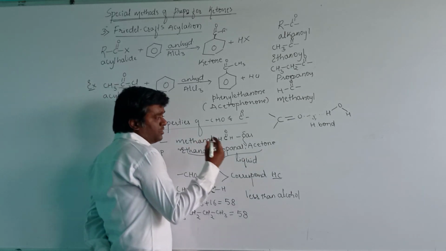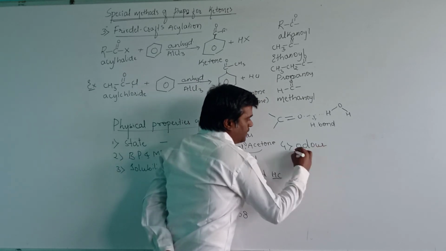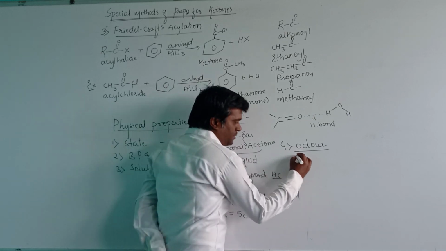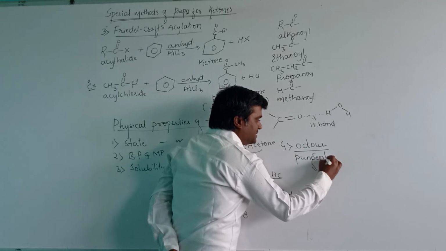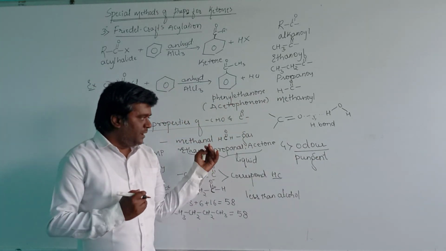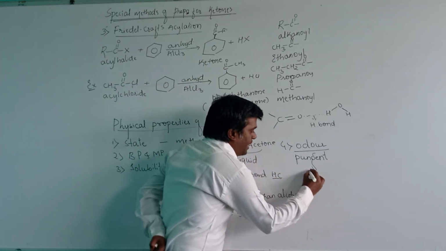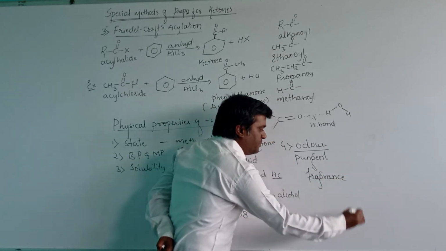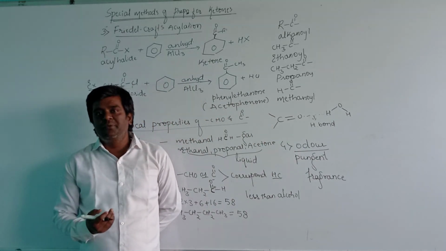The fourth point is odor. The lower aldehydes and ketones are sharp and pungent in odor, that is, an irritating smell. They will show the pungent odor. In the higher members, the pungent odor will decrease and the fragrance will increase. Because of this fragrance, the higher aldehydes and ketones are used in a number of perfumes.